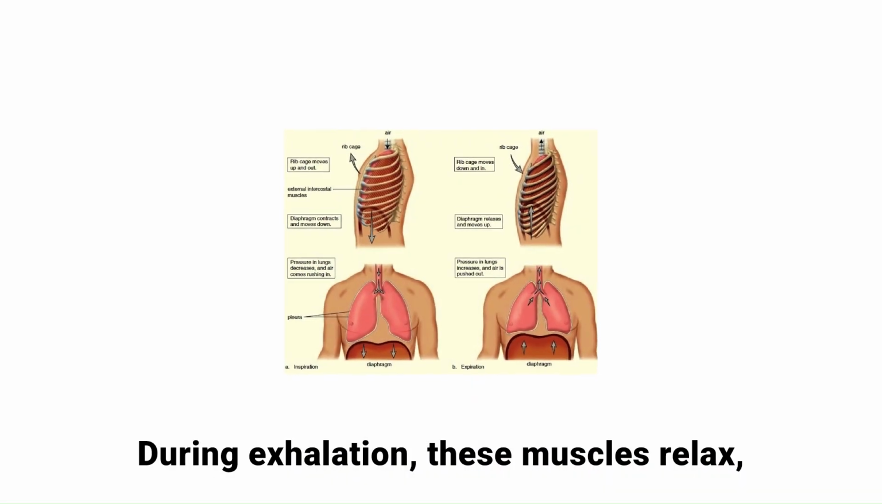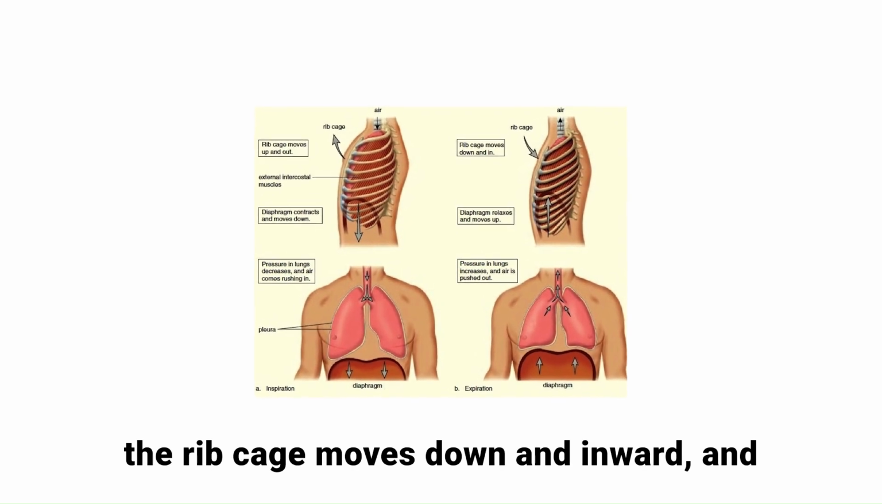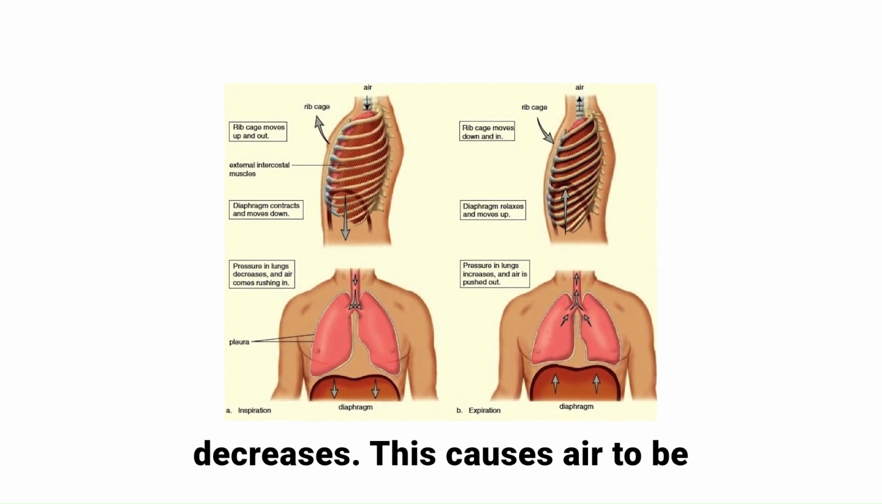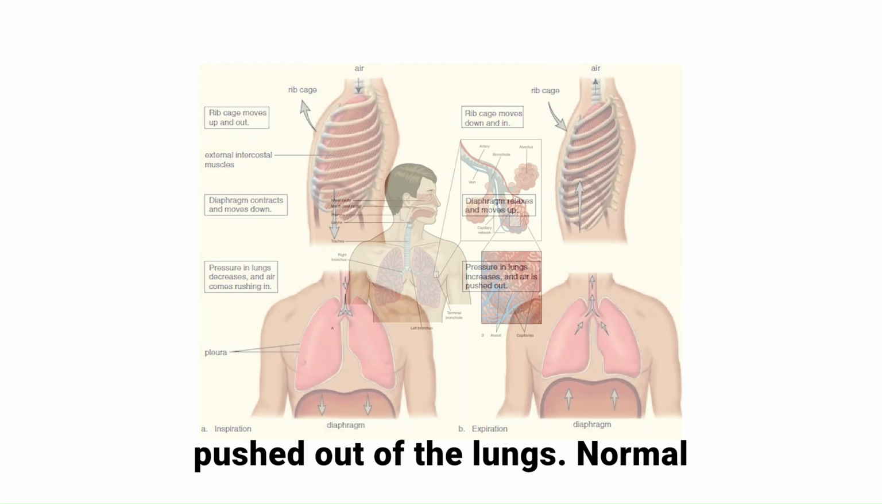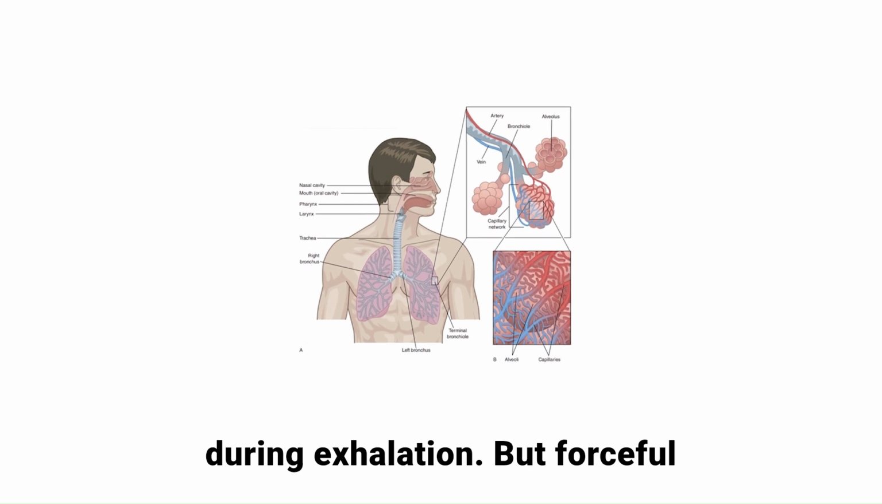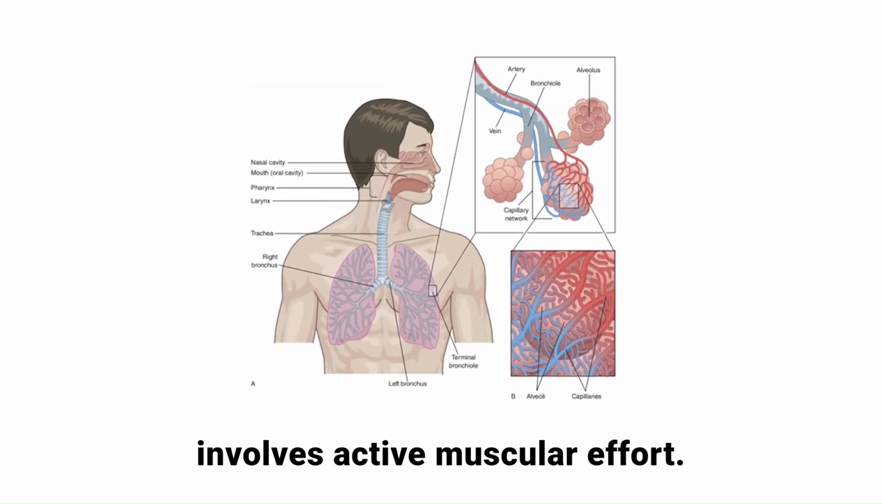During exhalation, these muscles relax, the diaphragm returns to its dome shape, the rib cage moves down and inward, and the volume of the thoracic cavity decreases. This causes air to be pushed out of the lungs. Normal breathing is quiet and mostly passive during exhalation, but forceful exhalation, like blowing out candles, involves active muscular effort.